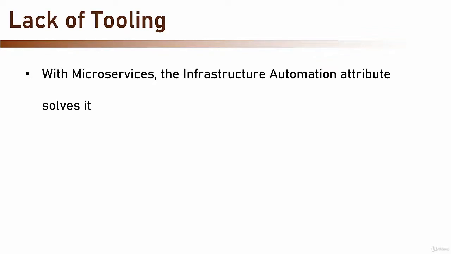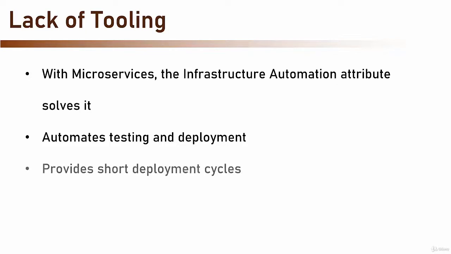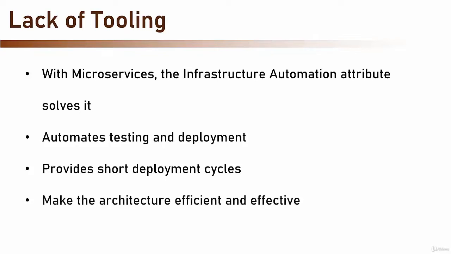The infrastructure automation attribute does just that, and its sole goal is to automate testing and deployment, which are the main factors in the deployment cycle. By using automation tools, we can provide short deployment cycles, which are one of the main selling points of microservices, and of course, make the architecture more efficient and effective. So automation is one of the core capabilities of microservices, one that you as an architect should never compromise on, and using it solves the lack of tooling problem.